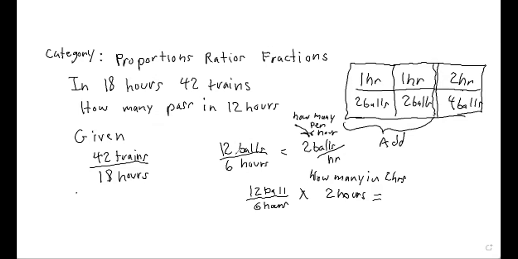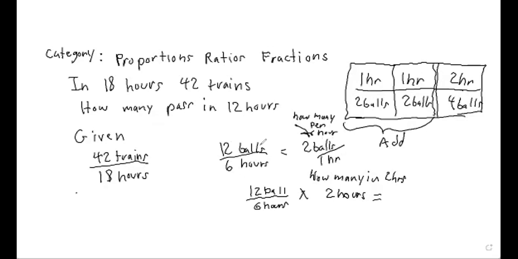It's written as a fraction, and the fraction is a division problem. So we simply do the division. We have 12 over 6. So 12 divided by 6 gives us 2. The units here are balls and hours, so there's going to be 2 balls per 1 hour. That's what this ratio represents. This 12 over 6 represents 2 balls in 1 hour.